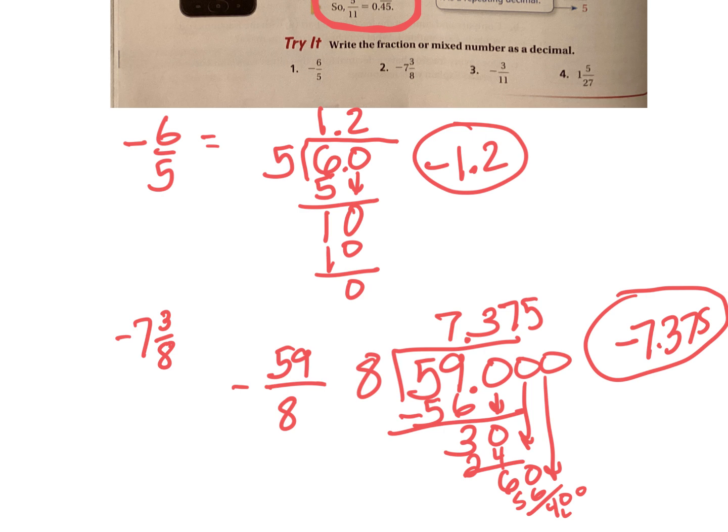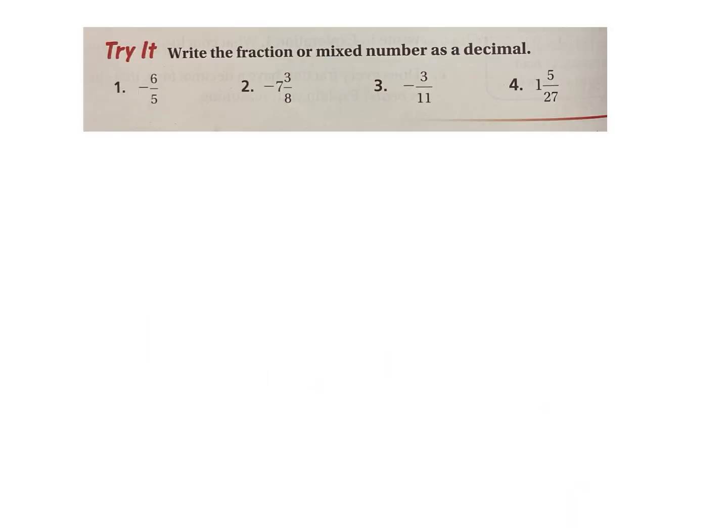All right. For 3 and 4, I'm going to show you how to do it with a calculator. And I'm going to try and create a little video. Before I do my little video, I do want to do 3 and 4 by hand, because these are not terminating, they are repeating. So let's do -3/11. Okay, I put the numerator inside. And then I put my denominator to the side.